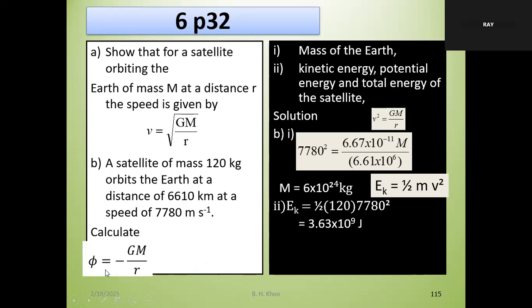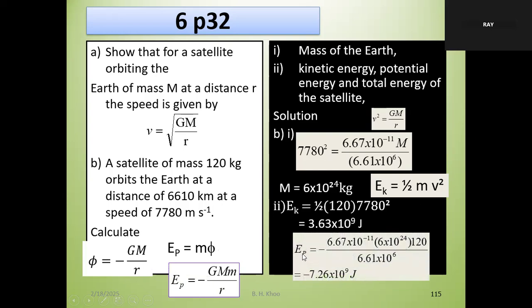Then for the potential energy formula, either you memorize it or you go to the formula sheet. So put in the formula, calculate it out, and you get the answer minus 7.26 times 10 to the power 9. Important: the negative sign must be there.